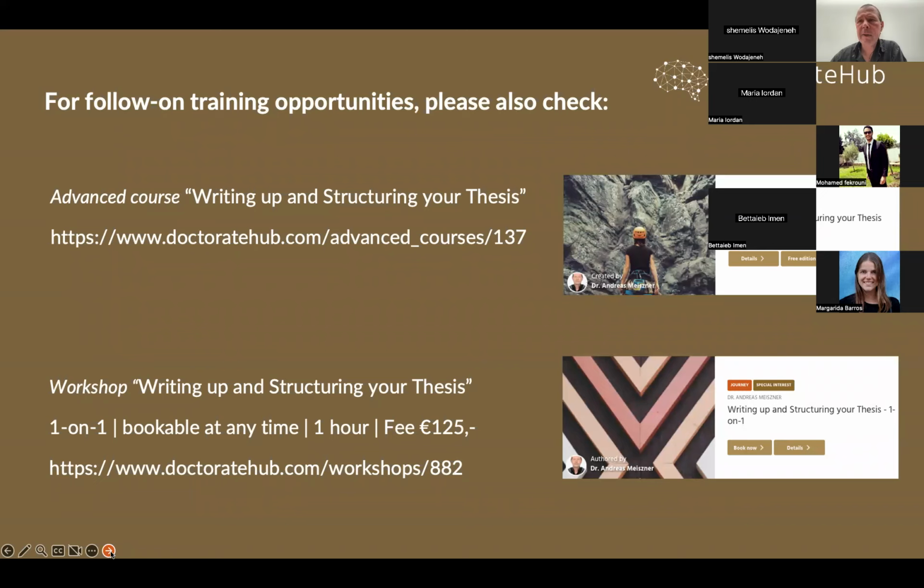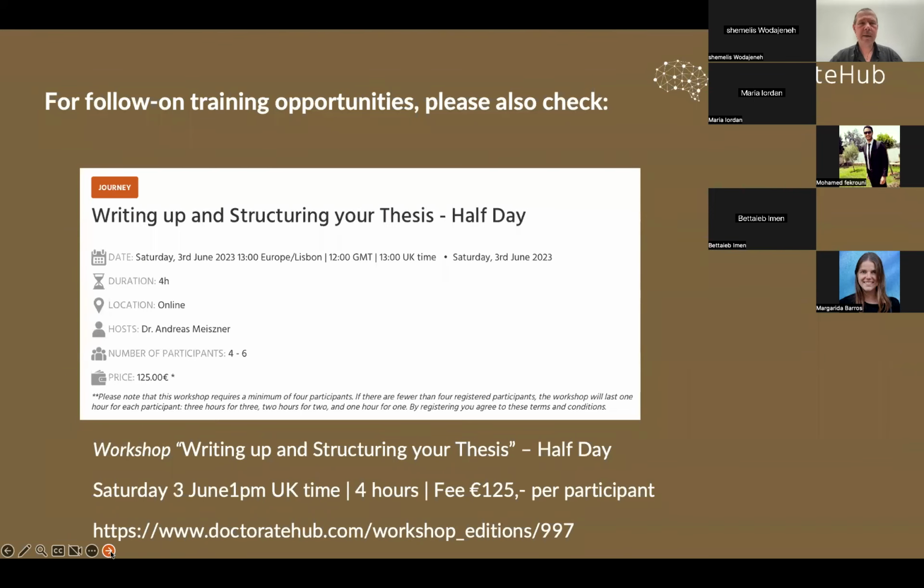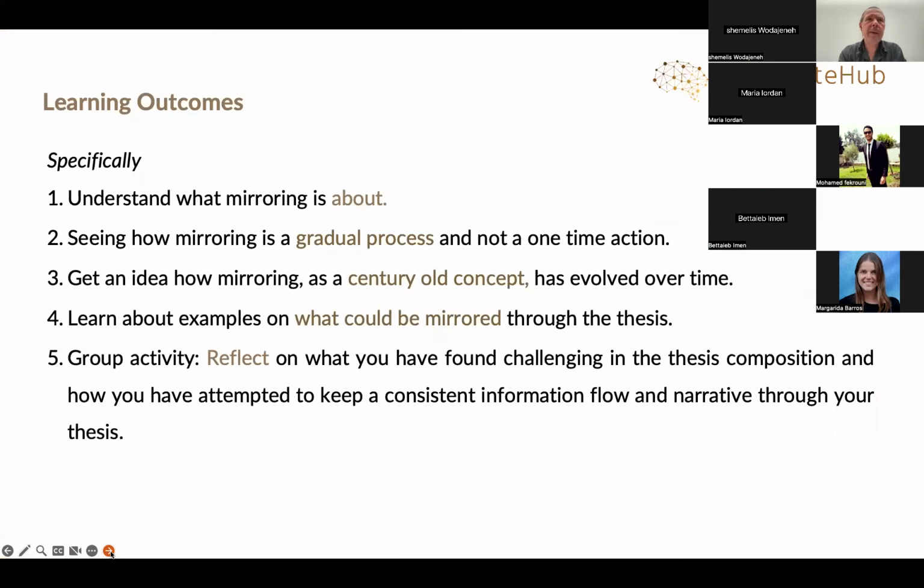And if you get a hang of it and want to experiment further with how mirroring works, we do have a writing up instruction. You see this where we have some hands-on activities where you can test it, or you might also want to look into some of our workshops, where we offer it either flexibly on a one-on-one basis or as a half-day training session. And there specifically, we will look into the following.